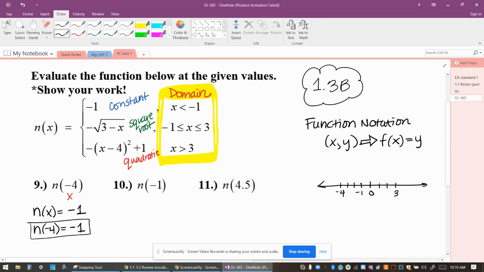Now -1, look at your number line. Notice that it appears on both the constant function and the square root function. But in the constant function, I only want numbers less than -1, not less than or equal to -1. In the square root function, I want numbers greater than or equal to -1 and less than or equal to 3. So since this includes the -1, that's the function I'm going to substitute into. So I'm going to copy the square root function because -1 is within that domain.